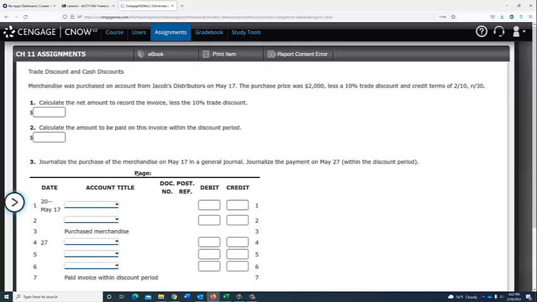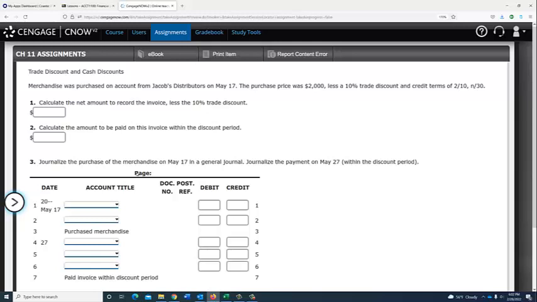Merchandise was purchased on account from Jacob's Distributors on May 17th. The purchase price was $2,000 less a 10% trade discount and credit terms of 2/10 net 30. So number one asks us to calculate the net amount to record the invoice less the 10% trade discount.